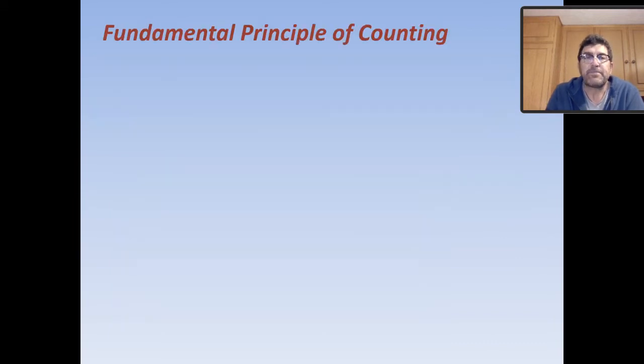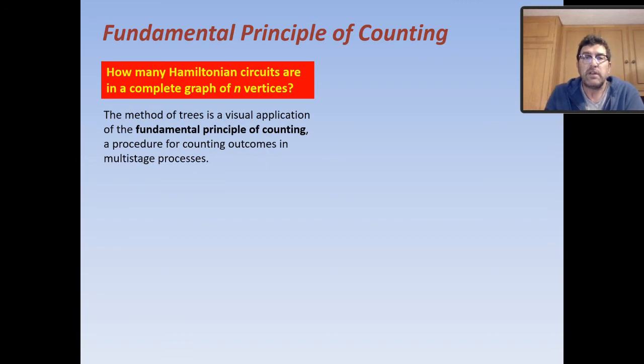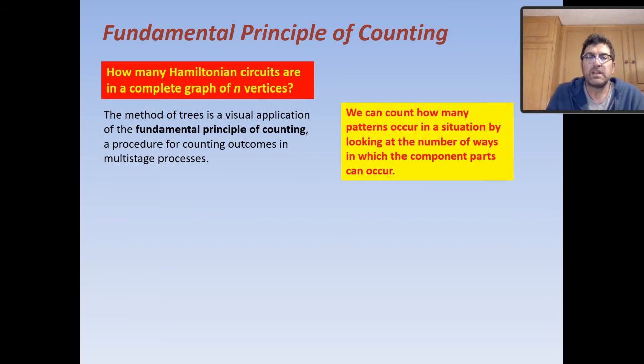Okay, so the fundamental principle of counting is going to become important when we look at Hamiltonian circuits. How many Hamiltonian circuits are there in a complete graph that has n vertices? That is what we're asking ourselves. Well, let's have a look. The method of trees was a visual application of the fundamental principle of counting, a procedure for counting outcomes in a multi-stage process. Let's see how it works.